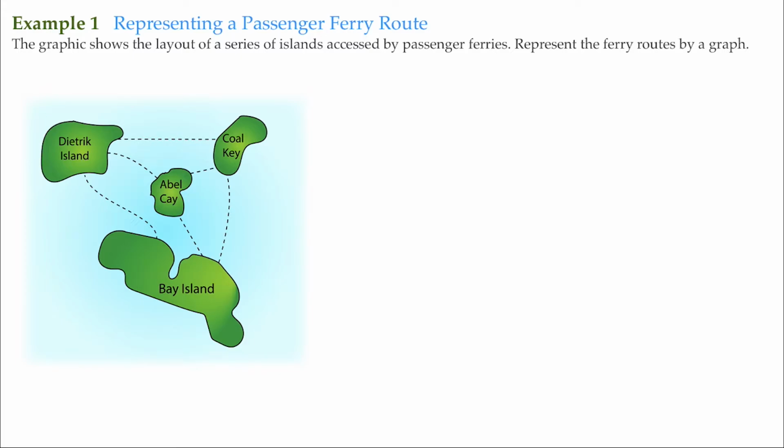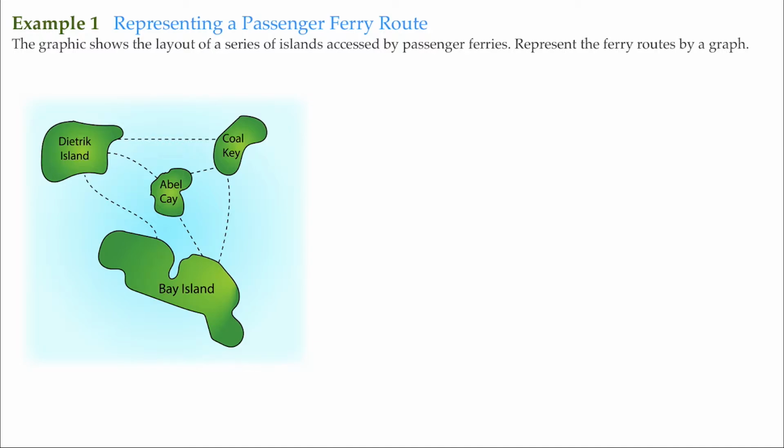So for this example, we're going to be representing a passenger ferry route. And we have this illustration here of these islands. And it says the graphic shows the layout of a series of islands accessed by passenger ferries. Represent the ferry routes by a graph. So we're going to do that now.